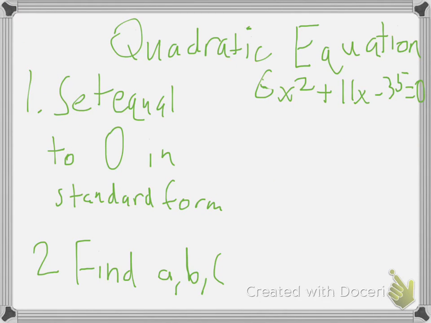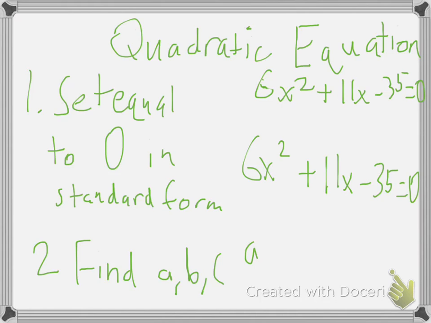The third method we will be showing is the quadratic equation method. The first thing you have to do is set the equation equal to 0 in standard form. So our equation is going to be 6x squared plus 11x minus 35 equals 0. Then after this, you find your a, b, and c values.